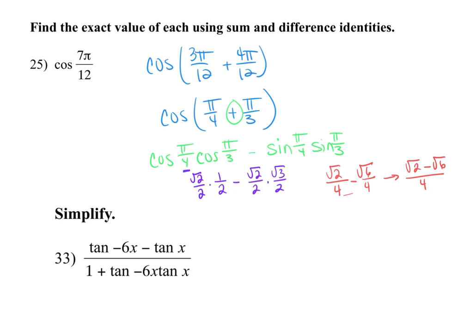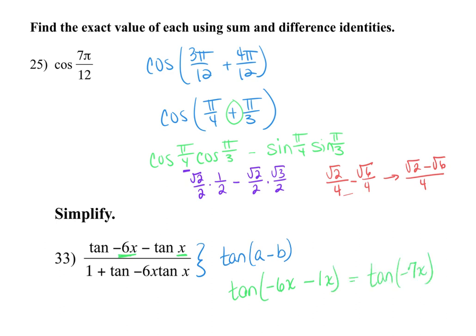When it has given you something like number 33, it's really just wanting you to recognize that this is the tangent of the first angle minus the second angle. All of that simplifies to this. And so my first angle is negative 6x. My second angle is just 1x. And so that would simplify to just the tangent of negative 7x.